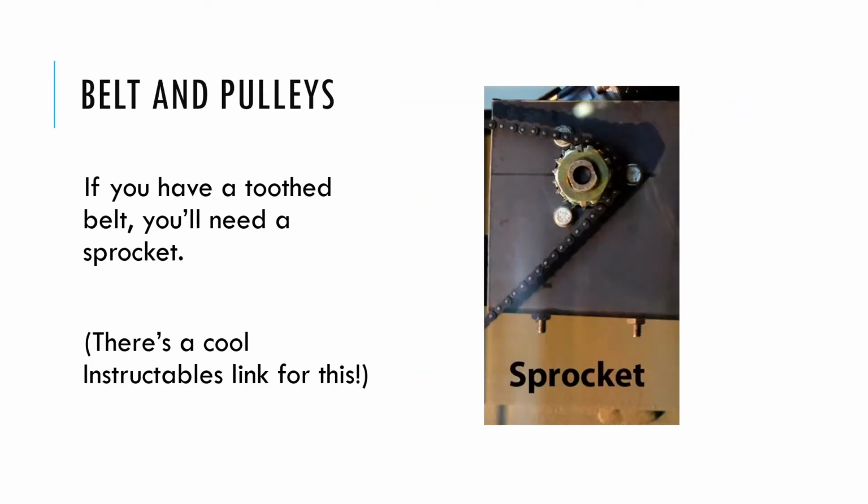And I went and pulled this picture, but it's the wrong picture. If you have a toothed belt, you will need a sprocket for that. So instead of going around a pulley, you're going to have a sprocket. This is not a great picture. It's got a chain and sprocket. There'll be a belt and sprocket come up later on in this presentation.